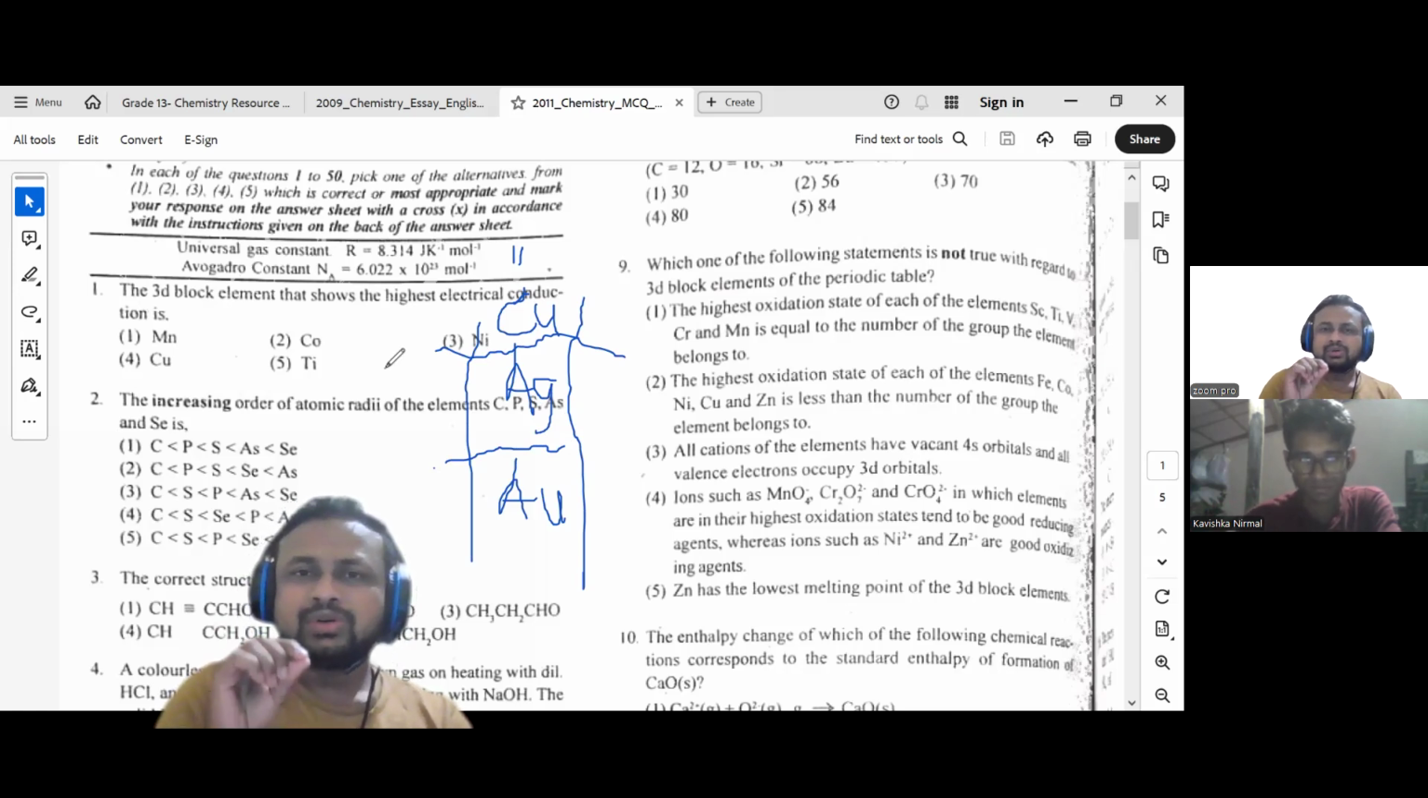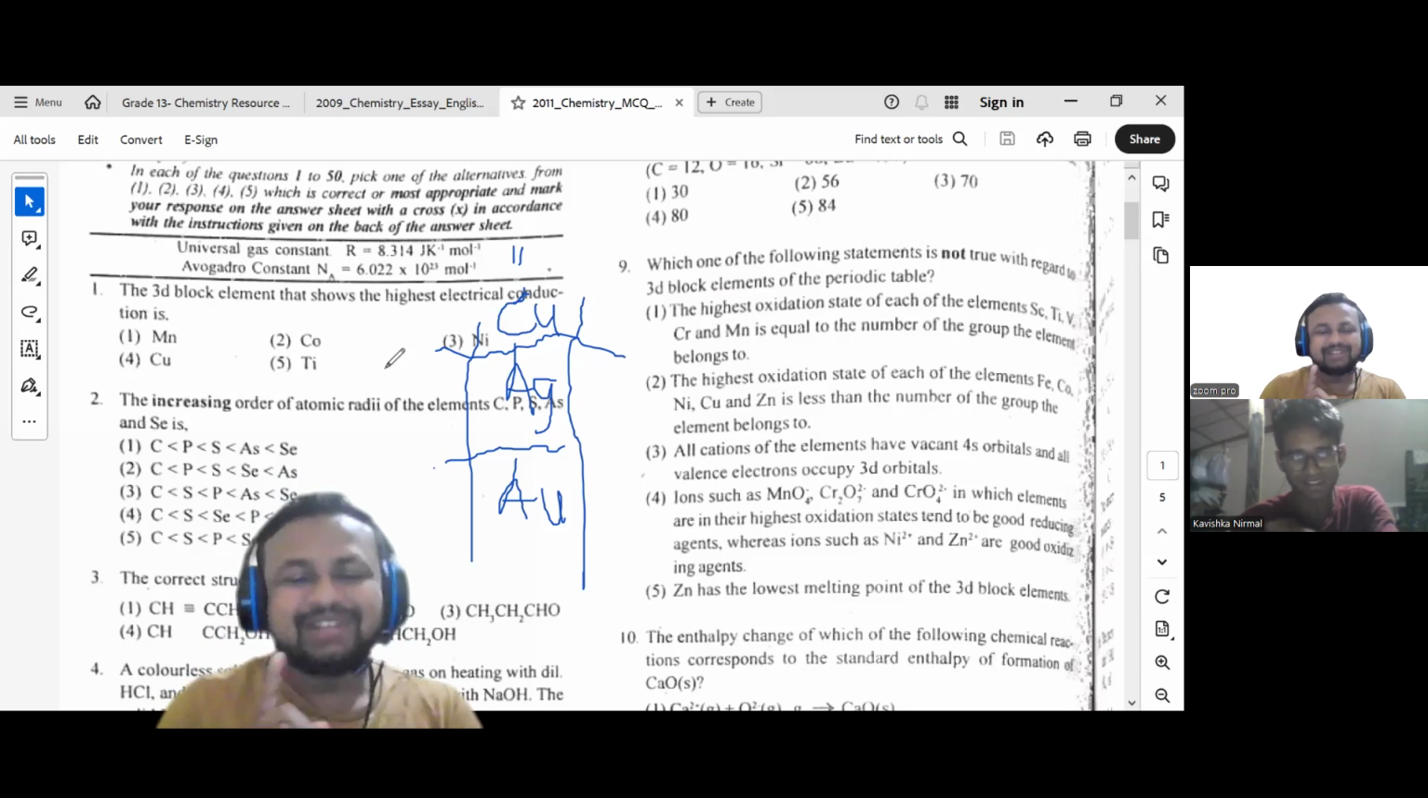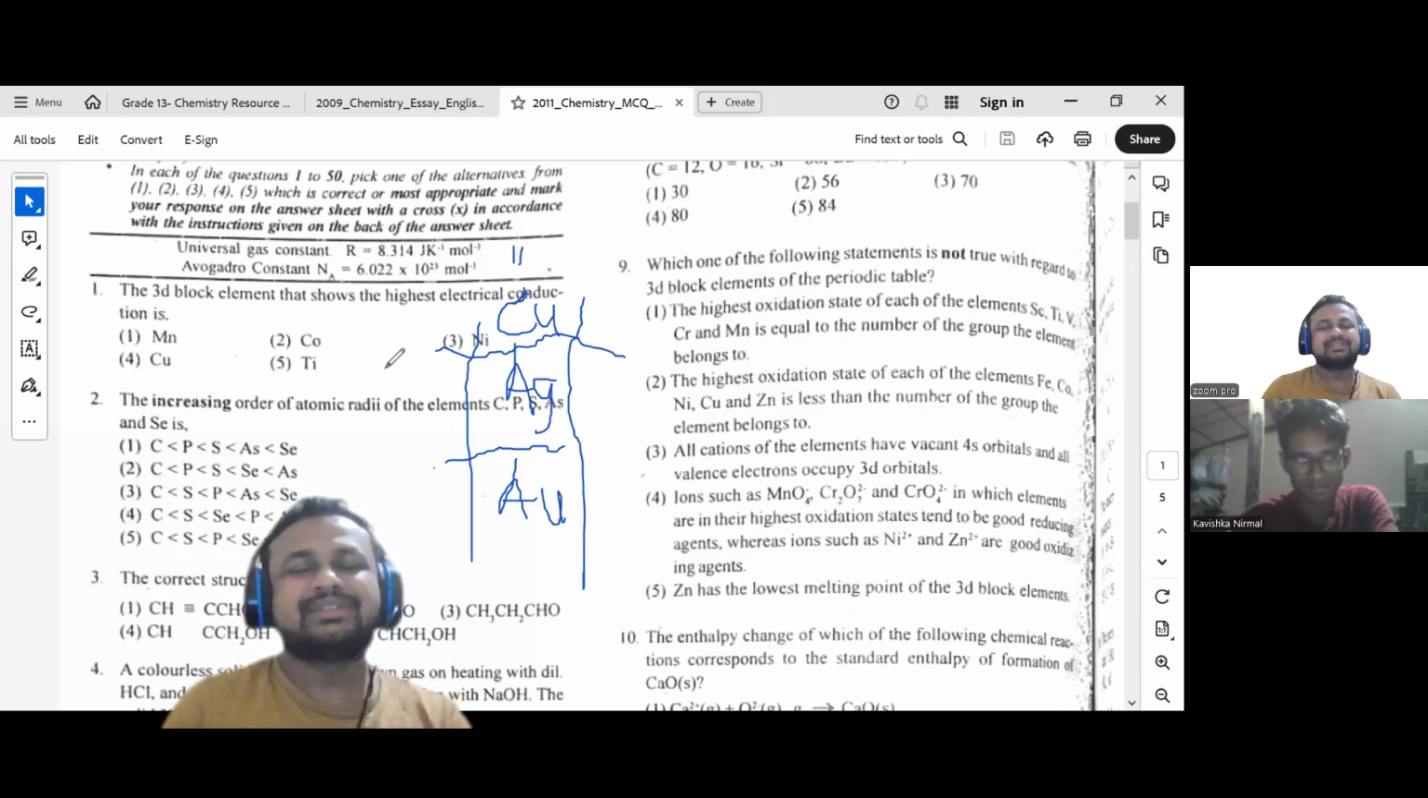When you go top to bottom in a group, the radius increases. If the radius increases, ionization energy decreases, so electrical conductivity becomes high, increasing. And the highest conductivity among all the metals is gold.